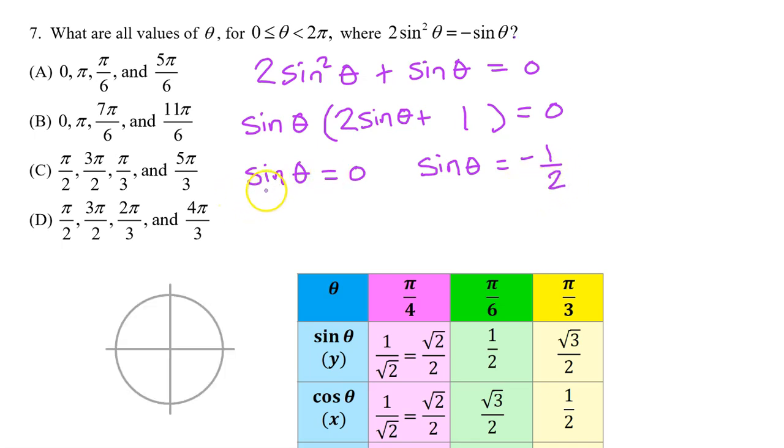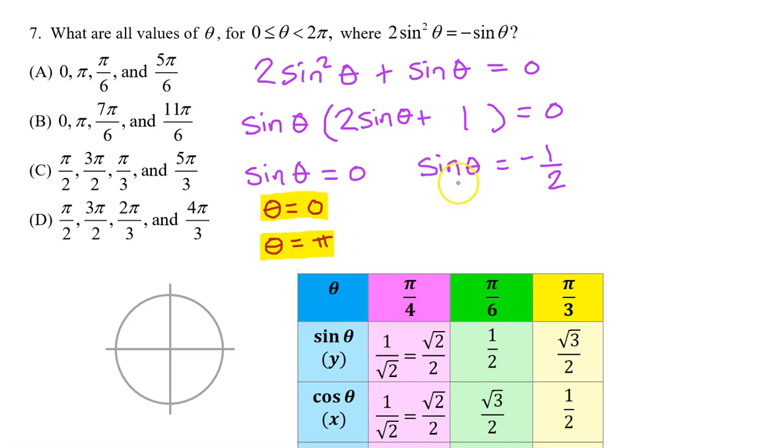First, let's find where sine theta is equal to 0. Sine theta is the y value on the unit circle, and the y value will be equal to 0 right here at 0 radians, and then the y value will again be 0 right here at pi radians. We have these two solutions so far.